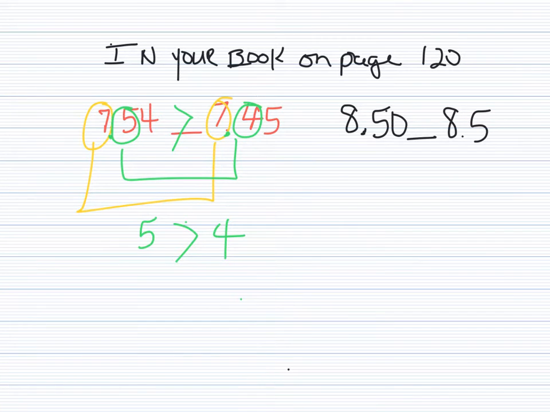So now let's look at this problem. We have 8.50 compared to 8.5. What we do know is that there would be a 0 there even though it's not. Well, now we can tell by looking at this that all the digits here are the same on both sides, and so our answer would be that that side is equal to the other side. Let's try one more.